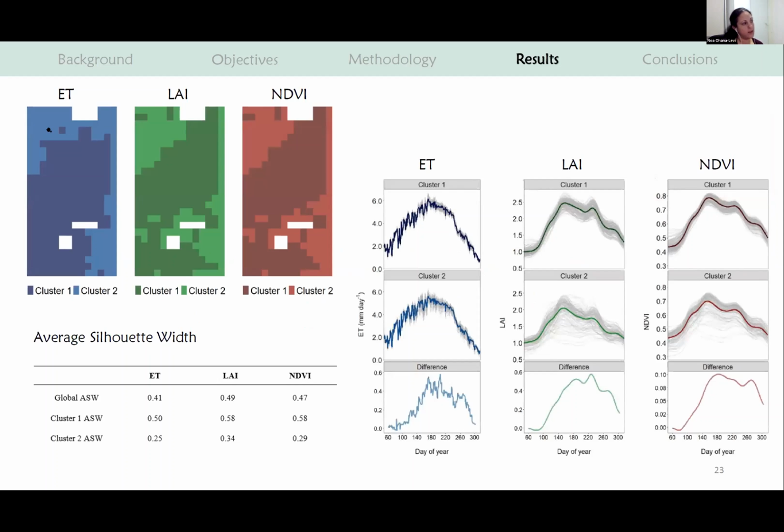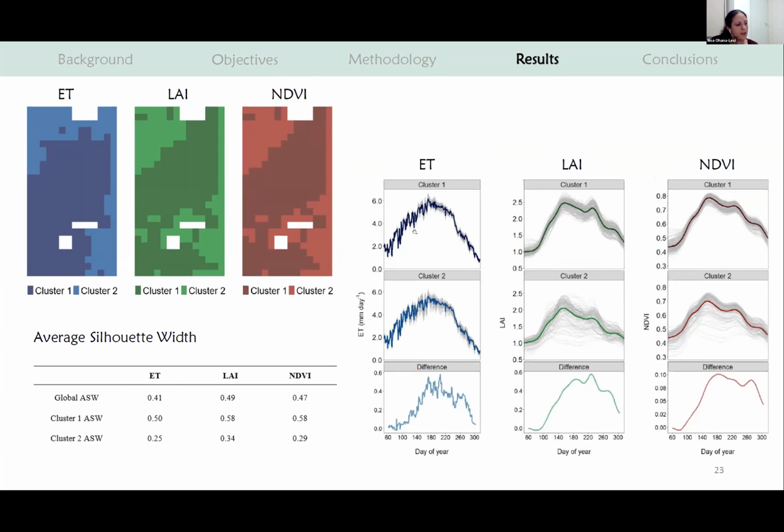And then for the analysis of ETLAI and NDVI, we only had 1 map this time for ETLAI and NDVI, and this is how the maps look. First we see that ET has, of course, stronger variations, which resulted in a somewhat weaker clustering performance, but it's not too bad.